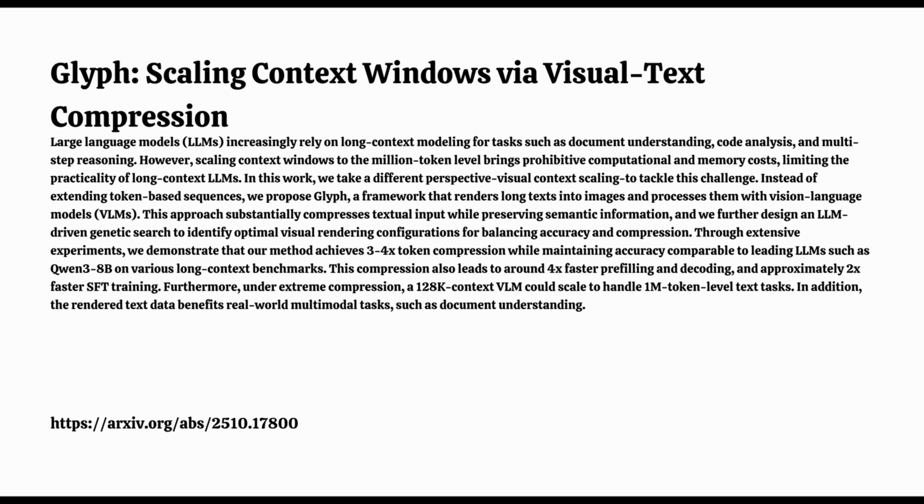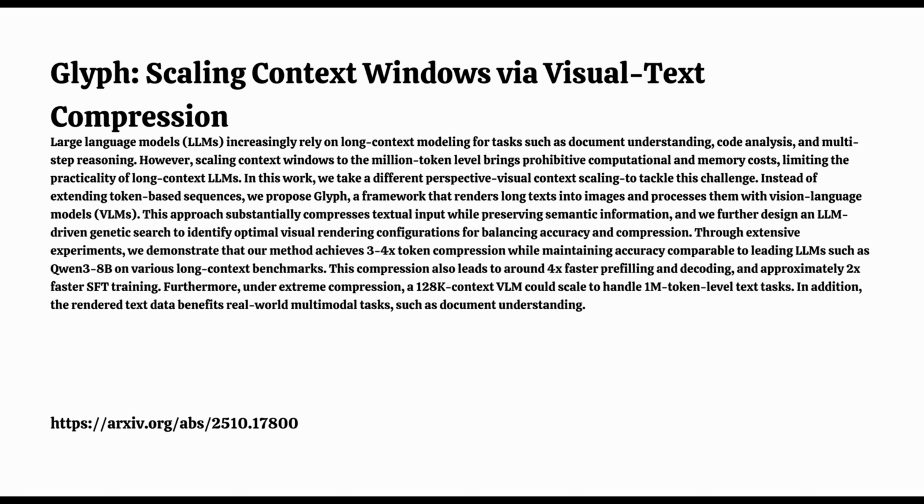How did it stack up against, say, well-known long context models like Qwen3-8B or GLM-4-9B-Chat-1M? The results are quite compelling. On standard benchmarks like LongBench and MRCR, Glyph achieved comparable accuracy to these text-only models. Comparable accuracy, but using fewer tokens. Significantly fewer. Remember that 3-4x compression. It achieved this accuracy using 3 to 4 times fewer visual tokens than the text models use textual tokens.